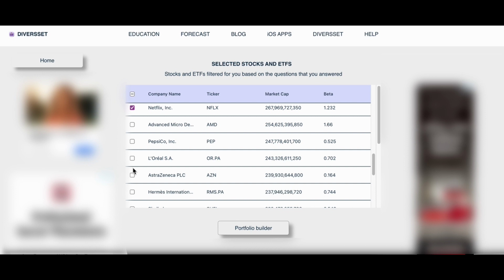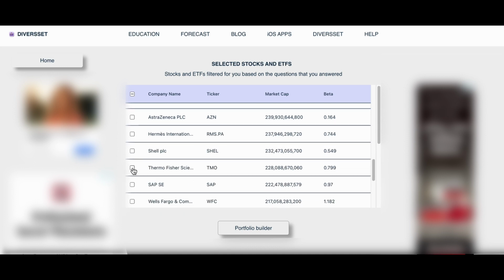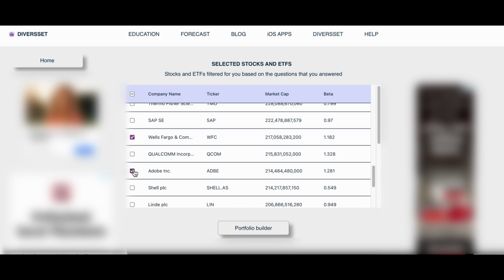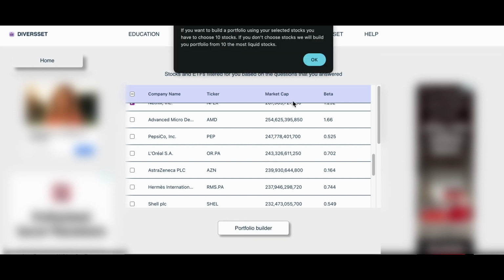how to do the fundamental analysis and choose the best stock among its closest peers. I will put the link in the comment section as well so you can see. But for now, for the example, let's choose some of the stocks. Let's choose Adobe as well. Now I press the build a portfolio button.